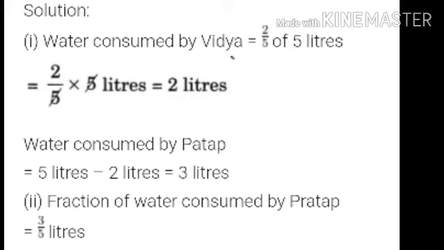So the fraction is 3 by 5. 3 is the quantity of water drunk by Pratap, 5 is the total quantity of water. So, the fraction is 3 by 5.